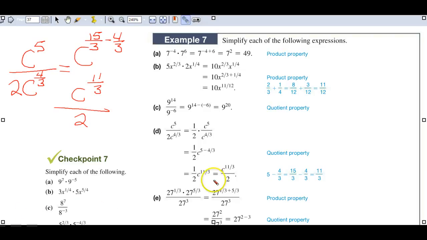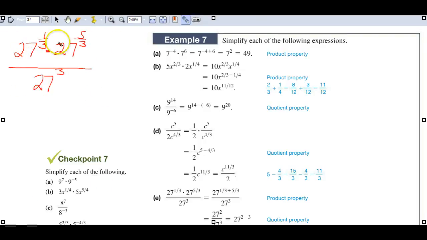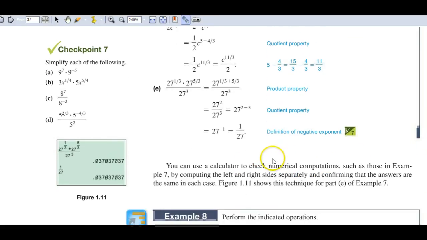And that's where they got this answer. And let me set up E for you. So up in the top here, this is going to be 27. 1/3 plus 5 thirds is going to be 6 thirds, which becomes 2, over 27 to the third. Going to subtract the 2 from the 3 down here, so we get 1 over 27. I think they're doing that down there. Okay, well, not too bad. There it is.